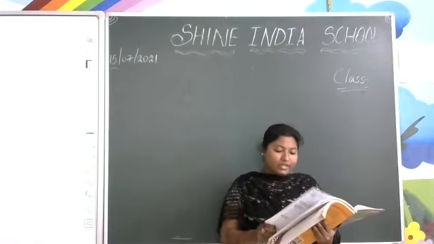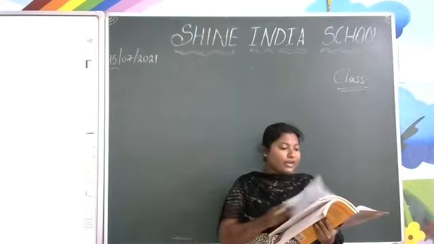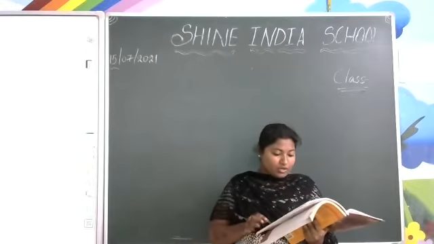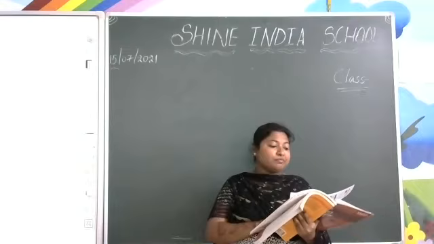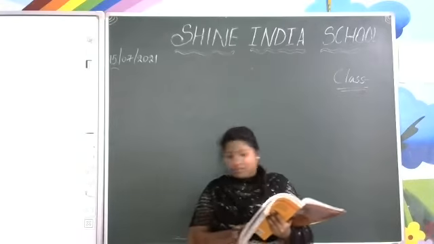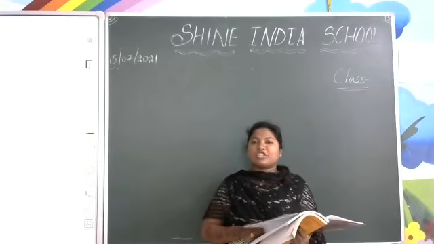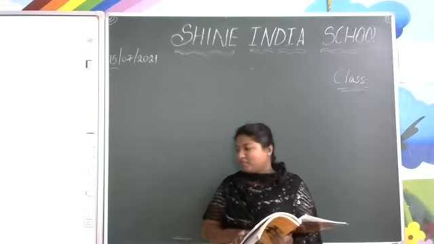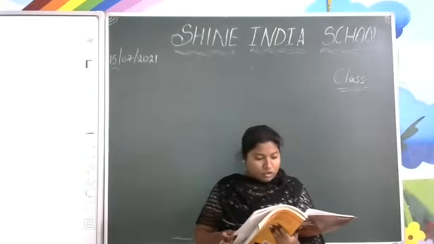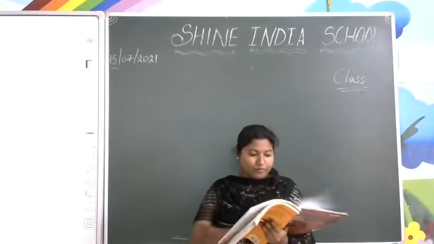As I said, we completed block 1, children, and we started block 2. Yesterday's topic was block 2. Okay, children? So, hereafter, you will be getting worksheets from the workbook mostly. So, start buying books so that you can write easily in the workbook.